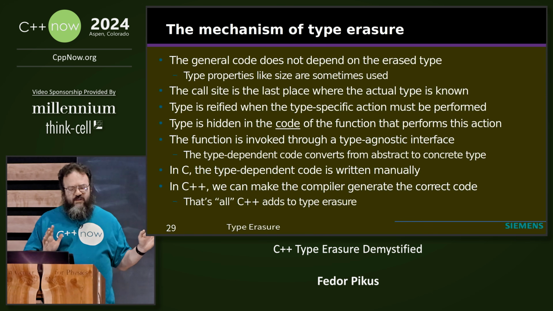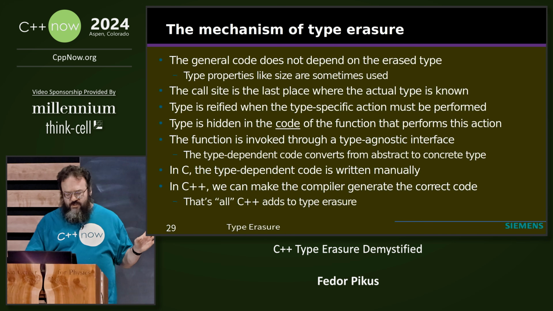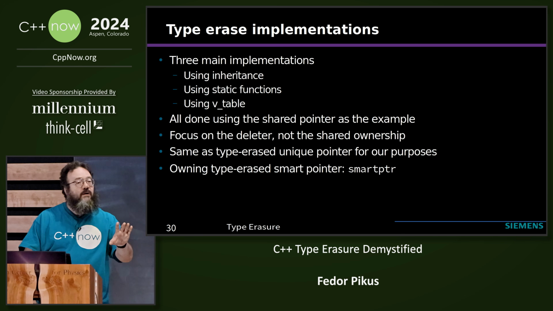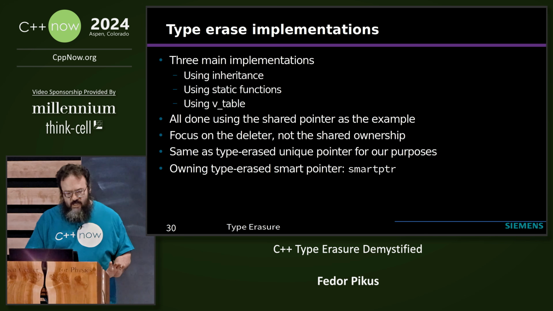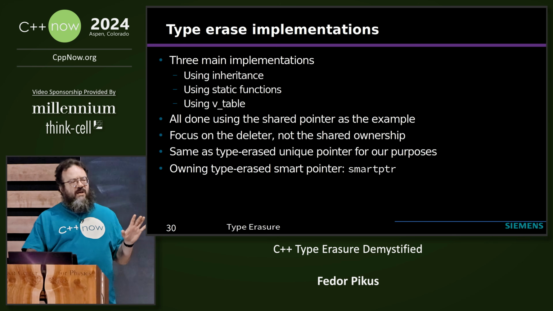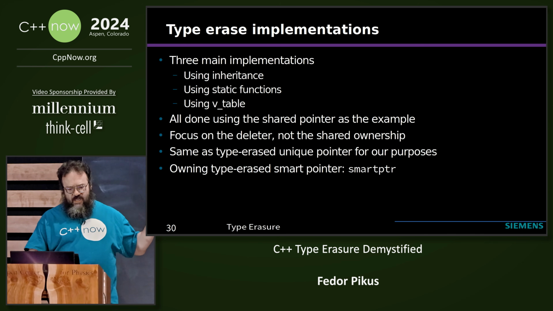So that's basically how type erasure is organized. In C, you have to write this code manually. In C++, we make the compiler generate the correct by construction code. So now let's see the C++ version of it. A question? No? Okay. There are three main ways to do it in C++. There are lots of variations, but they boil down to one of these three approaches.